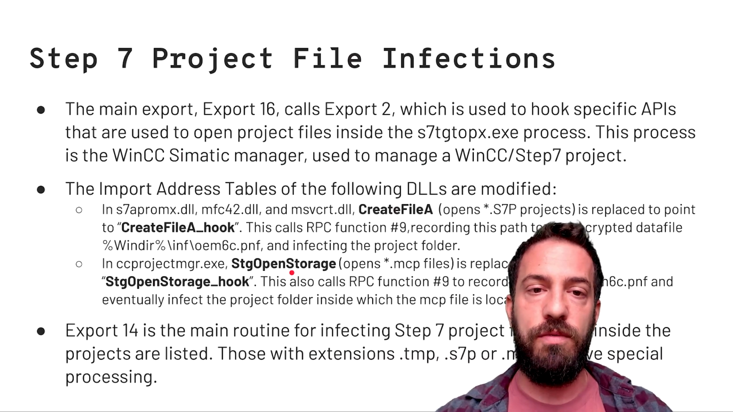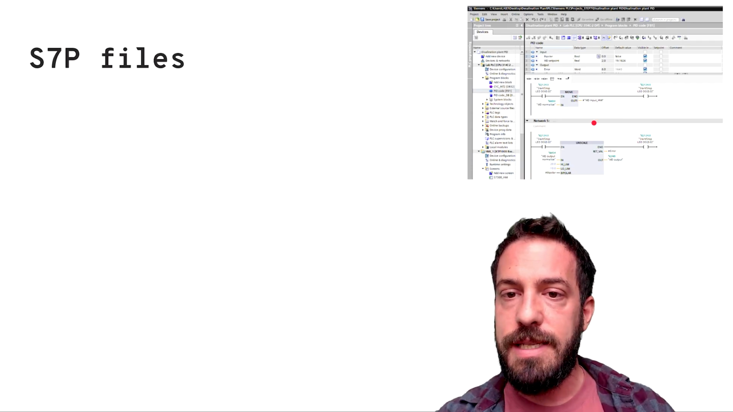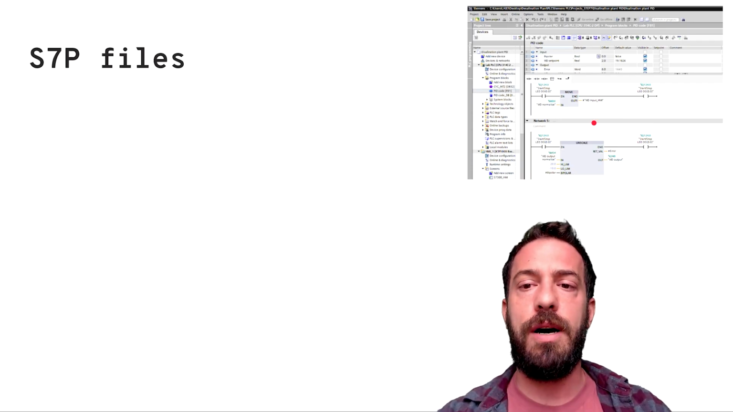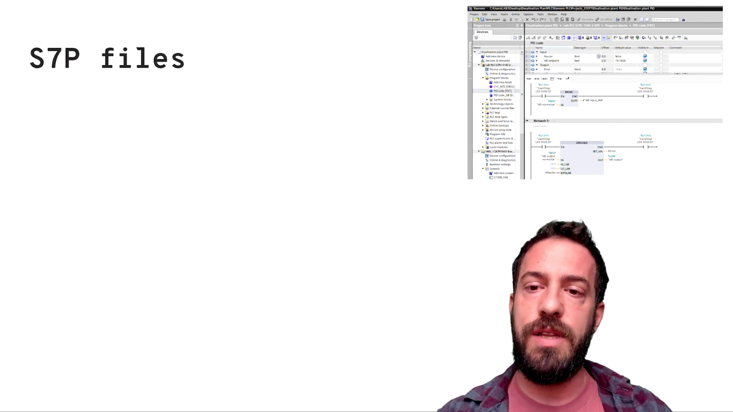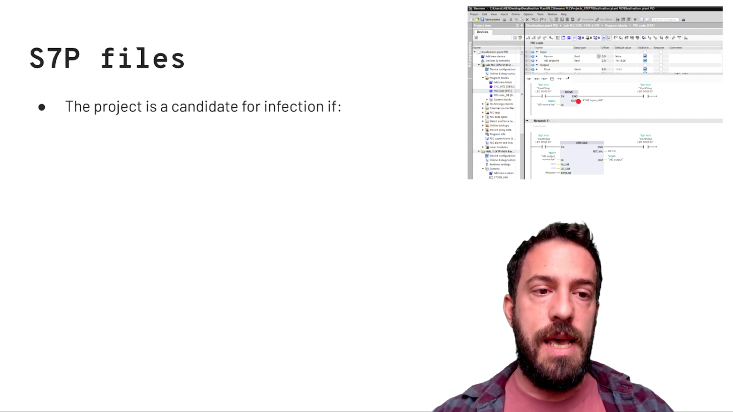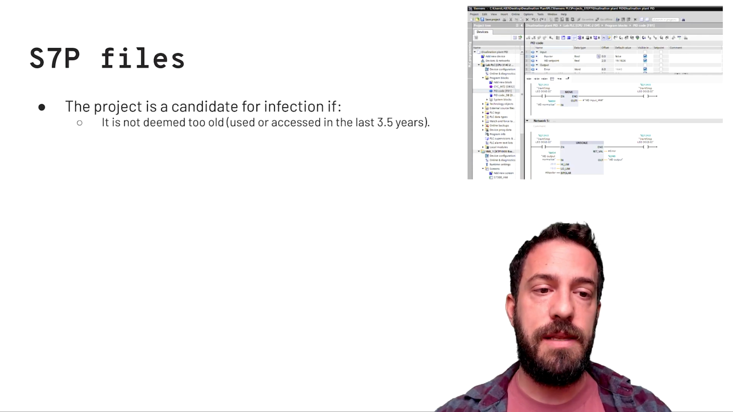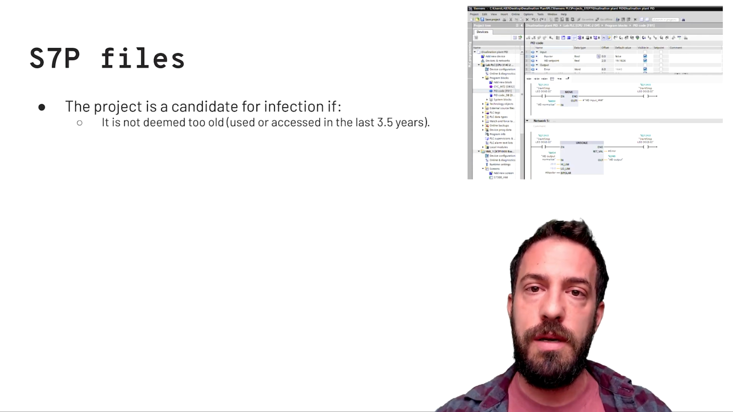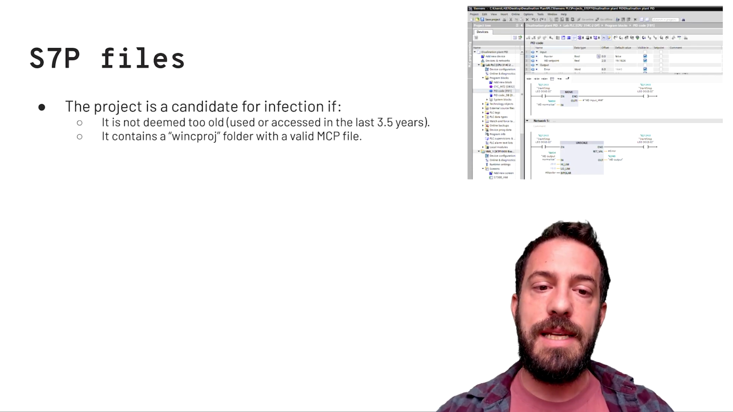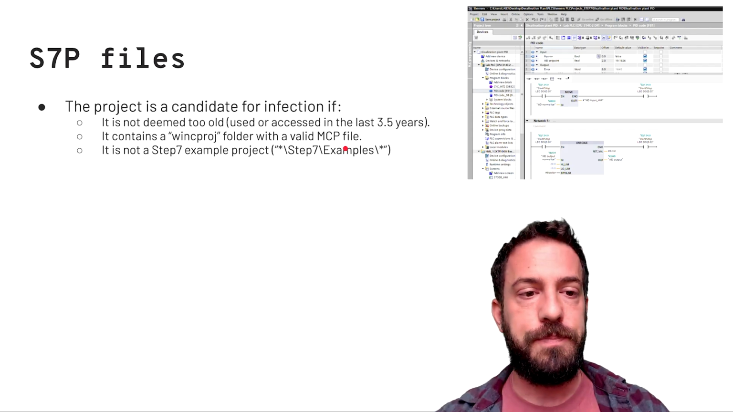And let's see an example of one, the S7P one. So an S7 project would be something like this. We saw in the lecture about ladder logic or function block diagrams. So some control logic will look like this, right? This is what you have as part of your control logic. Stuxnet would infect a project only if some conditions were present. The first one would be that the project is not too old, to make sure it doesn't infect projects that will never be executed, that it has a valid MCP file connected to it, and also that it's not an example project.